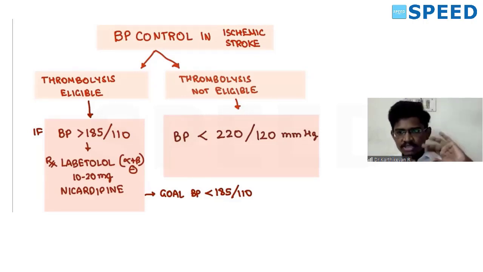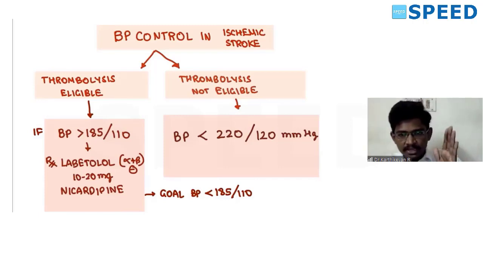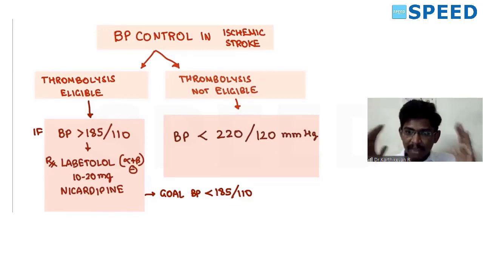Because some major vessel supplying the cerebral cortex or subcortex is blocked. Only if the BP compensates and increases to some extent can it pass above the clot and perfuse the tissues. So hypertension is actually manifested even in normal individuals in case of stroke patients. To maintain the cerebral perfusion, your BP must increase.